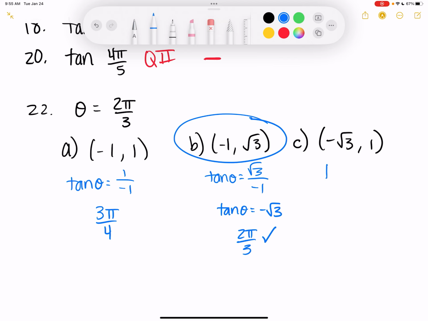But this one, tangent of theta is equal to 1 over negative square root of 3, or minus the square root of 3 over 3. So where's that? Not at 2 pi over 3, so it doesn't work. Well, where is it? It's at 5 pi over 6, which obviously isn't it. So it would be B.